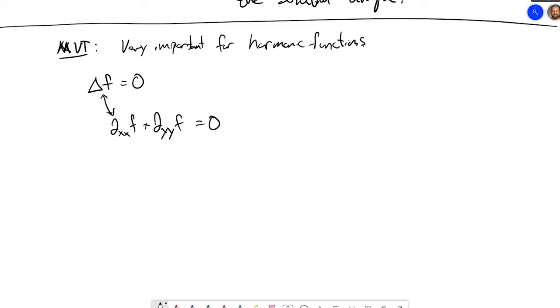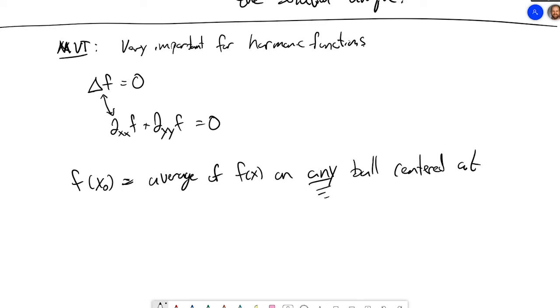I won't go too much into that for time's sake. But the mean value theorem for these harmonic functions says that the value of a function at some point, x naught, is equal to the average of f of x on any, and this is important, any ball centered at x naught. That's essentially what the mean value theorem says for harmonic functions, and this is a wildly miraculous theorem, or really property, that happens for these harmonic functions. You start centered at this point x naught, and you take any ball you want. You take any circle, or any ball around this point x naught, and you take the average of this harmonic function. That average is equal to the value of the function at the point x naught.